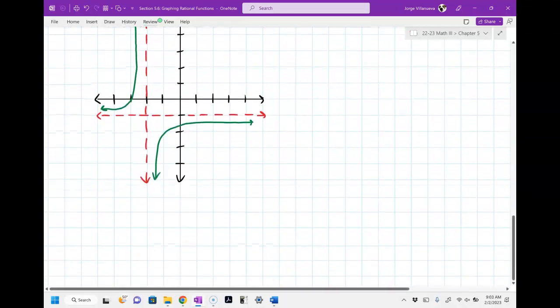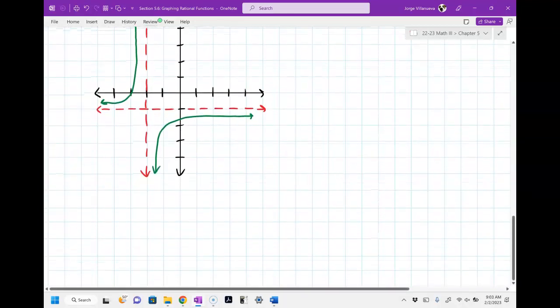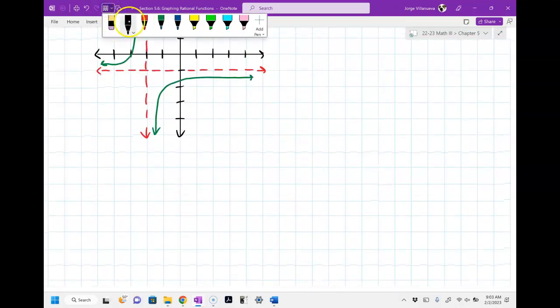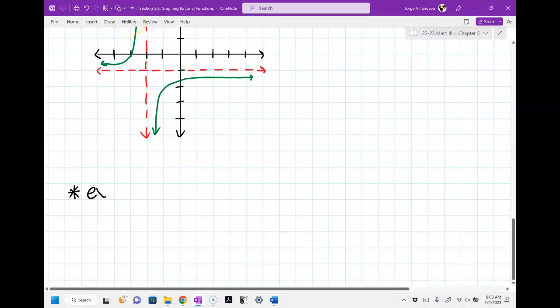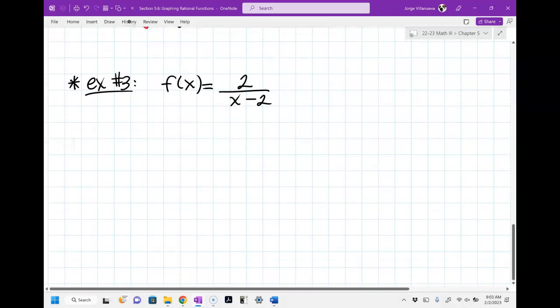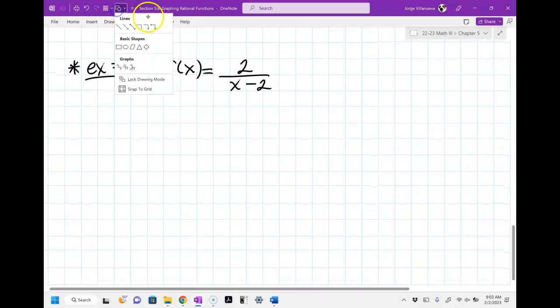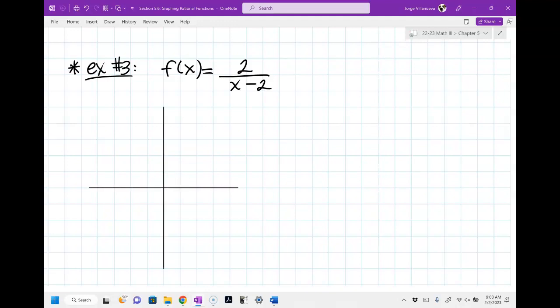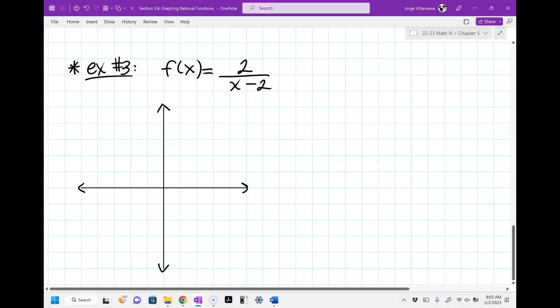All right, let's do another one of these. I'm flipping this over to try to see if we can get something a little different. So, all right. Example number 3. f of x is equal to 2 over x minus 2. Again, I'm just going to draw a coordinate plane really quick just to get myself set up to draw this.